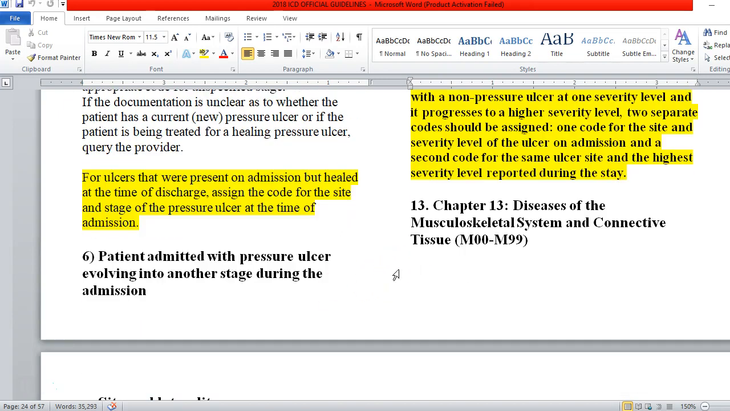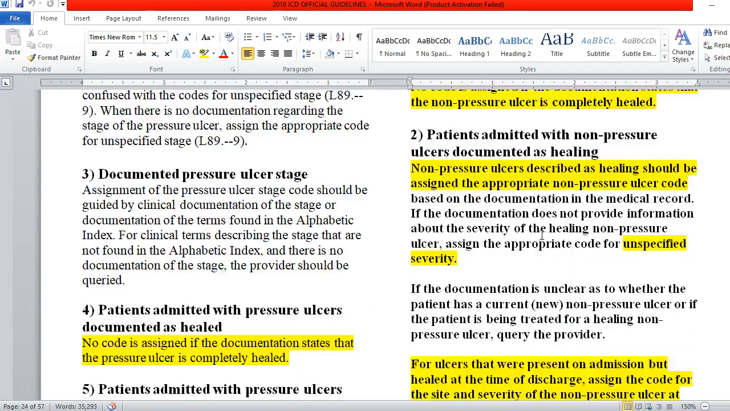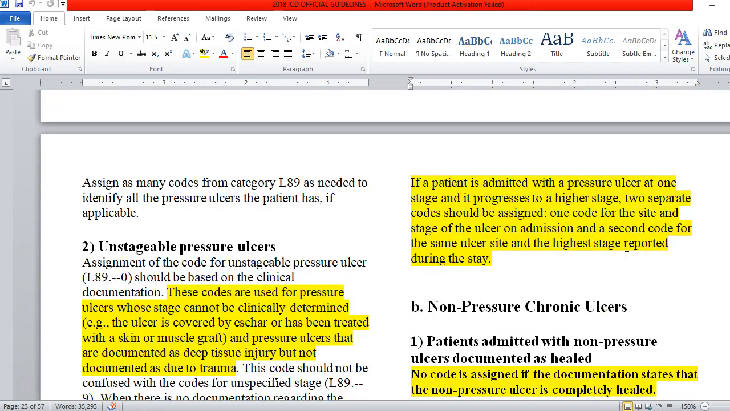Now, if the patient is admitted with a pressure ulcer evolving into another stage during the admission, okay, so if a patient is admitted with a pressure ulcer at one stage and progresses to a higher stage, 2 separate codes should be assigned. One code for the site and stage of the ulcer on admission, and a second code for the same ulcer and site and the highest stage reported during that stay. So when it evolves, meaning it goes up, it's not getting better, it's getting worse. Okay, we are going to code from where it started and where it ended, but also the other portion is true.